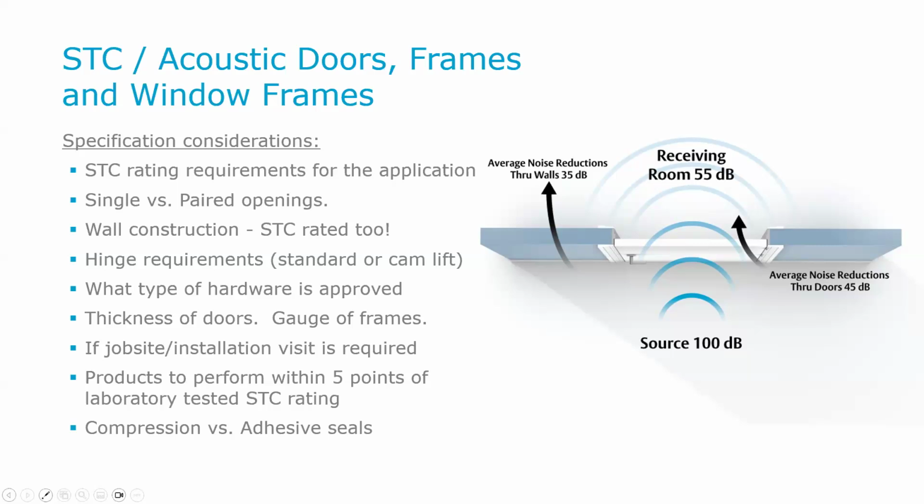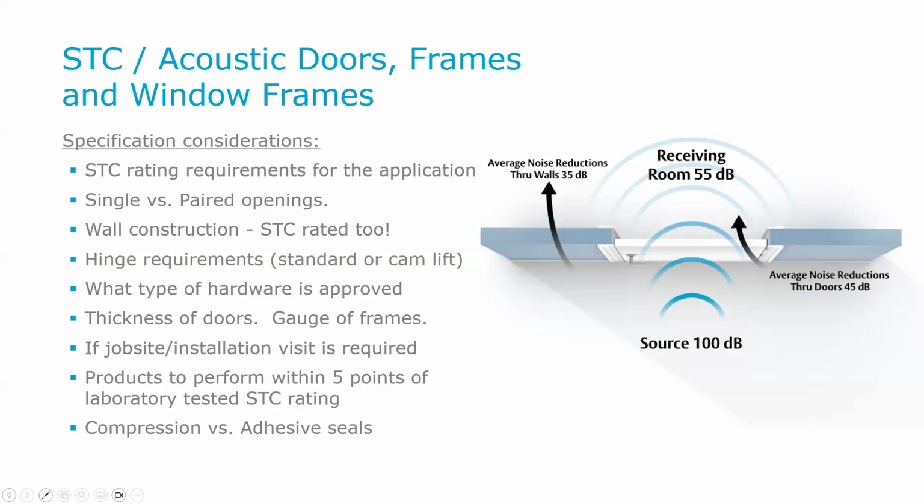We also talk about the second to last bullet point there: products to perform within 5 points of laboratory testing STC ratings. What that basically means is that in a controlled area, you can say, hey, this can test out at an STC 45. But in reality, in the field, it may be 5 points or so different in your rating. So that becomes very important. If your project said it must be a 50, whether it's in the field or here, we may have to up that STC for that particular project.